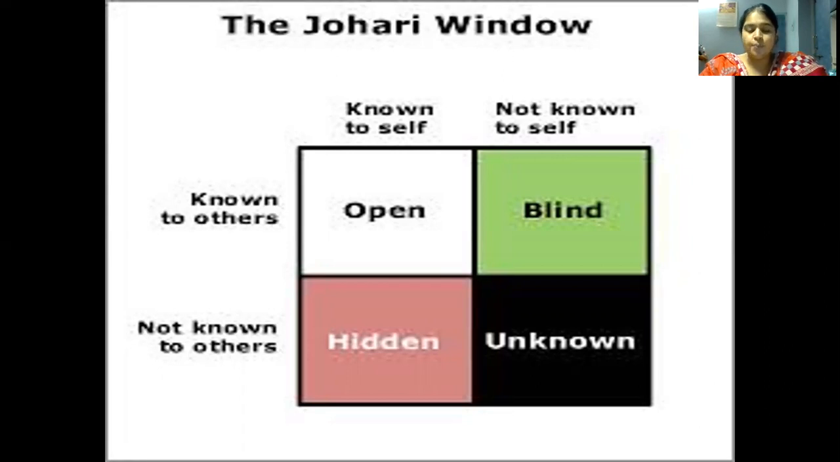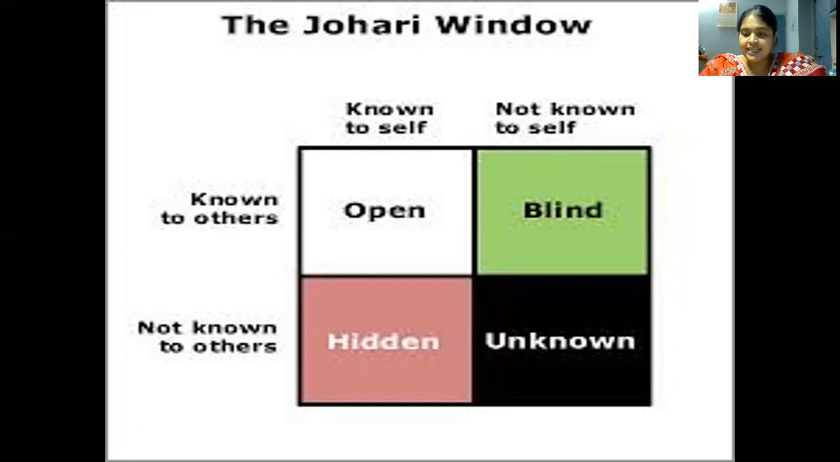What exactly is open quadrant? This quadrant shows the behavior, motives, attitudes, knowledge, skills of an individual that he is aware of and is willing to share with others. Blind: it is a part of personality that is invisible to us but visible to others. Example, non-verbal communication, a few characteristics that we are not aware of.